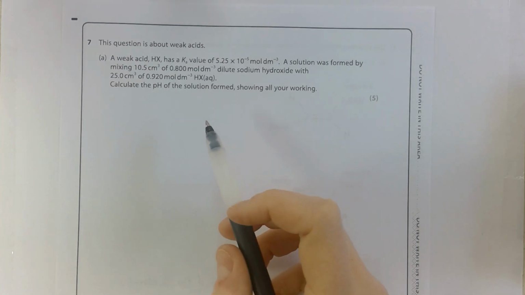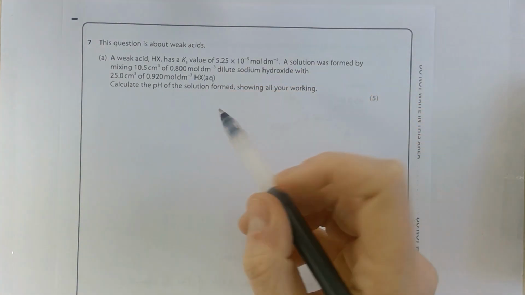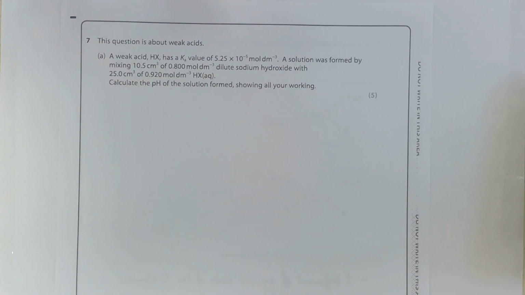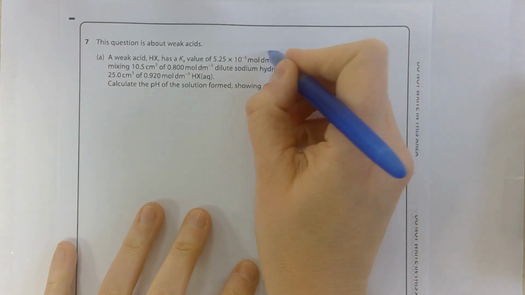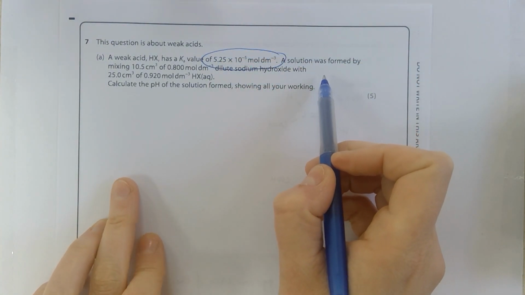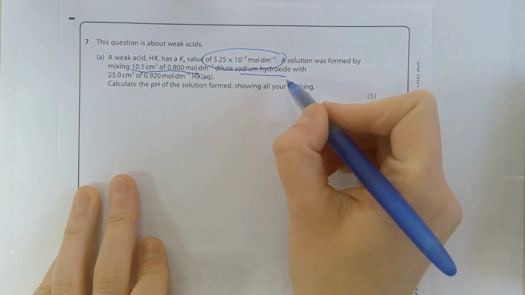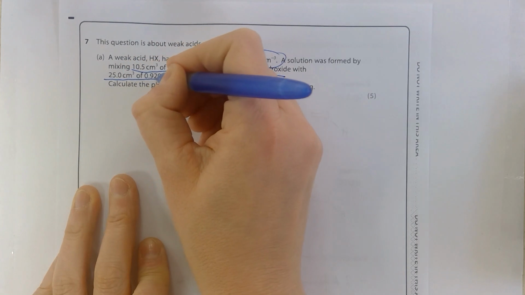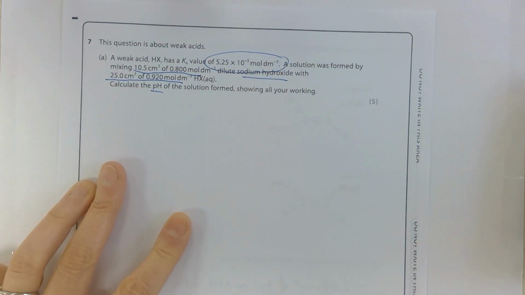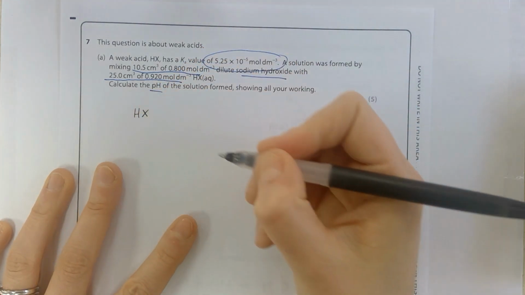Okay, question 7. We've got a nice weak acid-base equilibria question by the looks of it. So we've got a weak acid, given its Ka value. I'm just going to highlight these because I know that I'm going to need to use them in my answer. We've got a solution mixing particular volume and concentration of sodium hydroxide, so a strong alkali, with a particular volume and concentration of HX, and we need to calculate the pH.